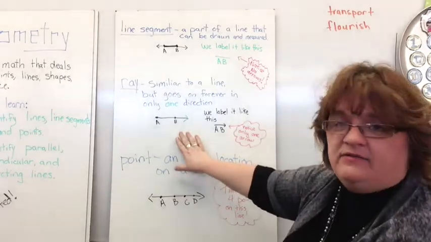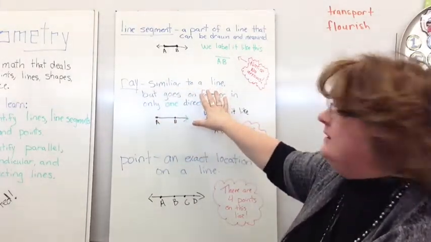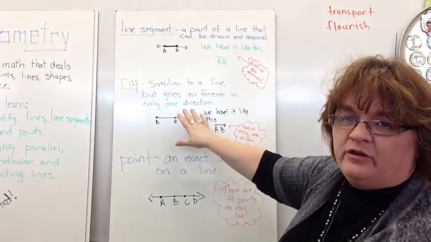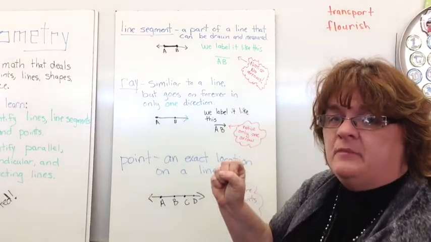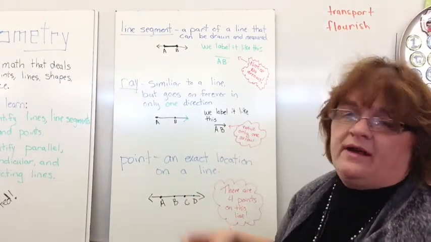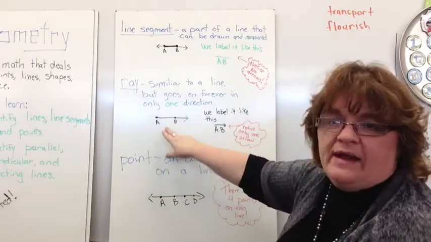Okay, when you come back to the video, a ray is very similar to a line, but it goes on forever only in one direction. So it does have a starting point, but then it continues on in one direction forever and ever, and there is no end. So let's take a look at what a ray looks like.